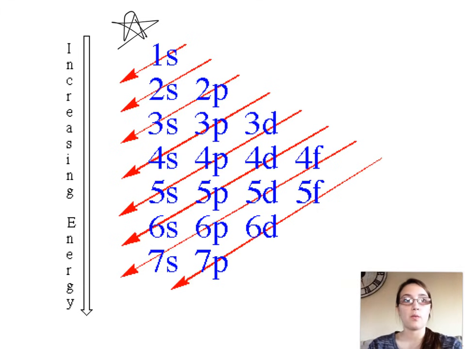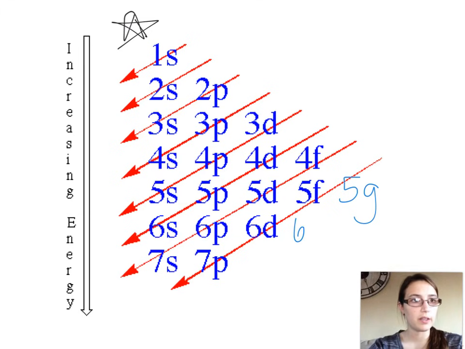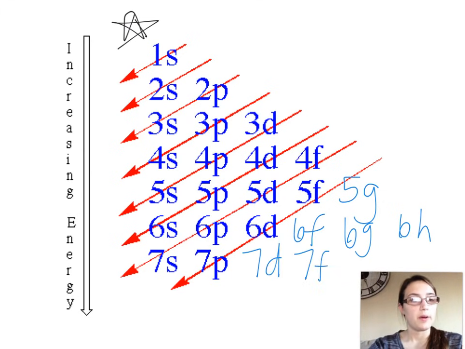So, start with 1s up at the top. Then come down and say 2s, and we can have 2p. Then come down and write 3s, 3p, 3d. Then come down, write 4s, 4p, 4d, and so on. And then what we could actually do if we wanted is continue the 5th energy level, and then continue the 6th energy level, and so on. But that's just if we wanted to continue.